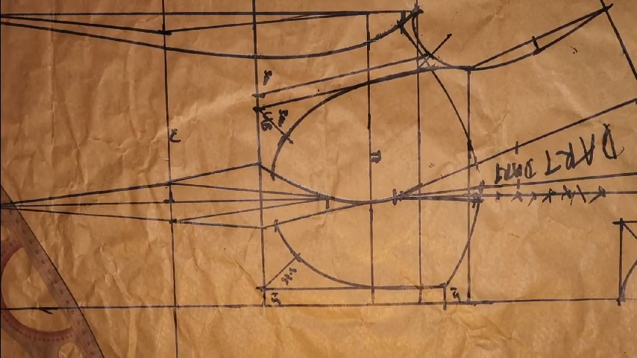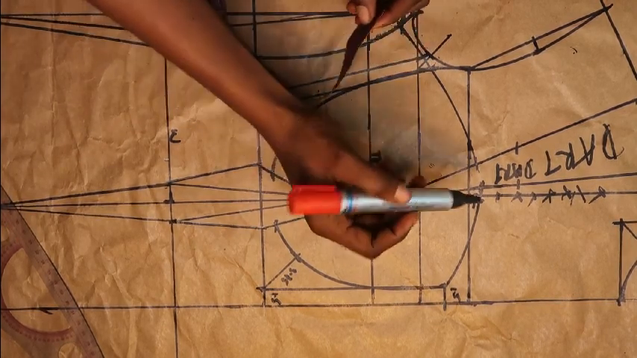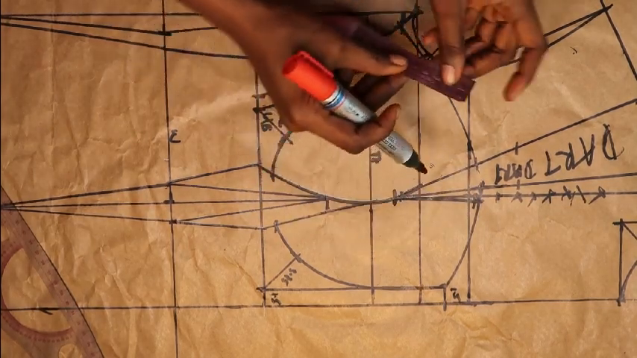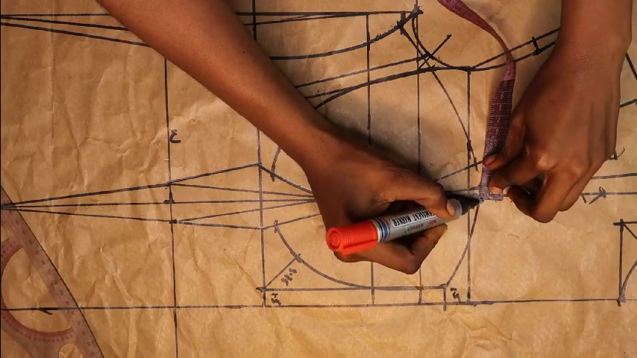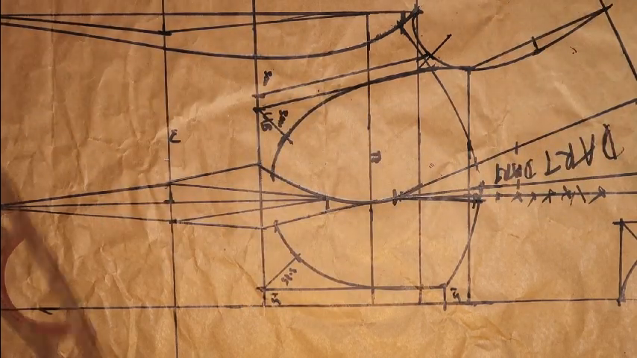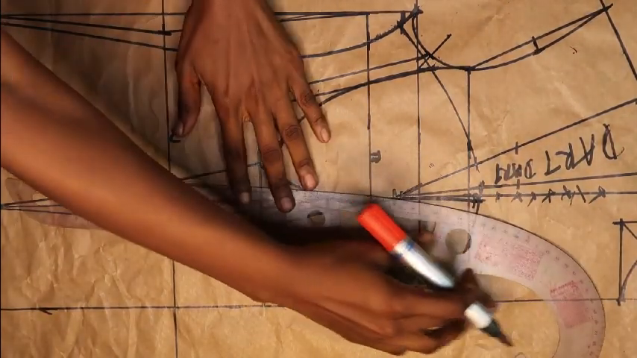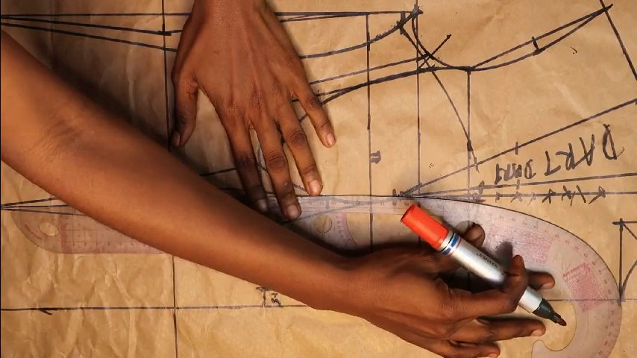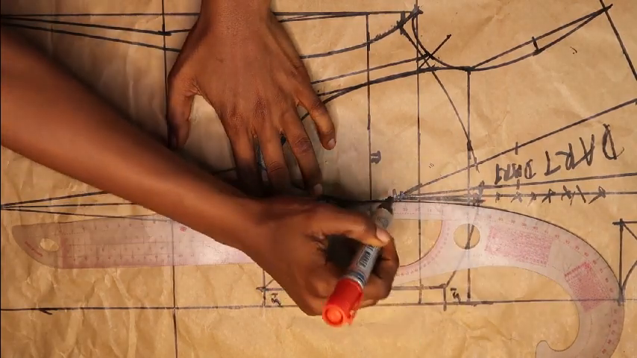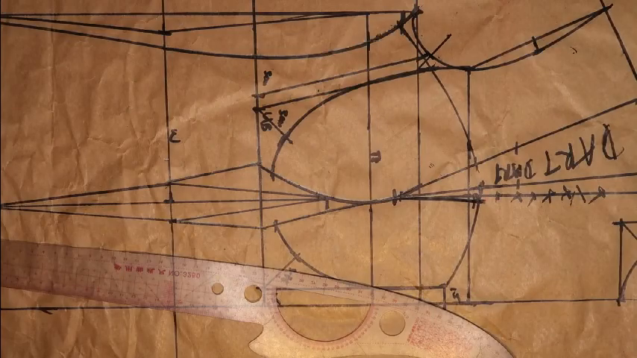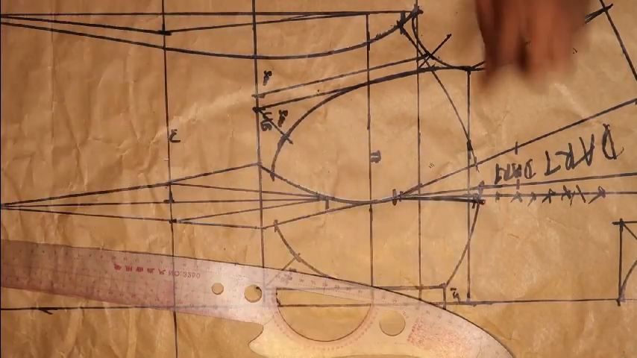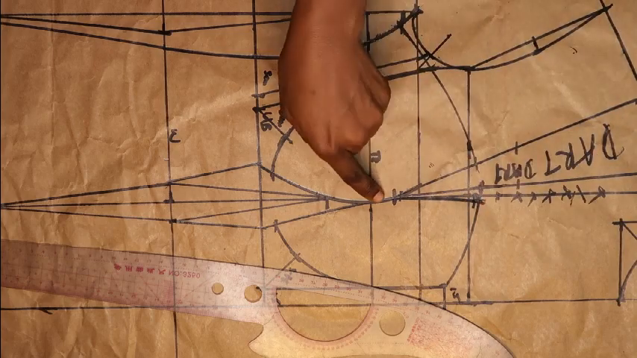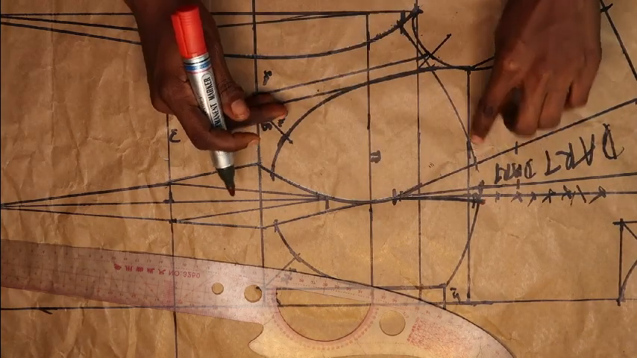Like I said, from your first dart leg here, you mark 1 cm. And this is 1 cm right here. Now you take your French curve and connect that 1 cm back to your point X. Do you get what I'm trying to say? So this is the line here. That's the first dart leg. We've shaped down to this point. Now the same thing here.